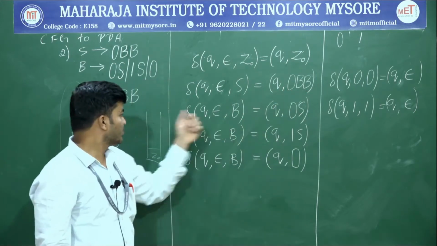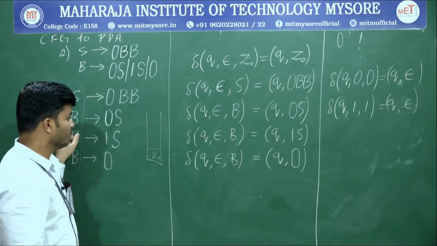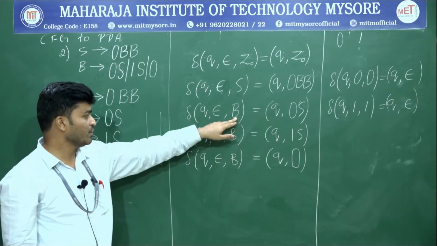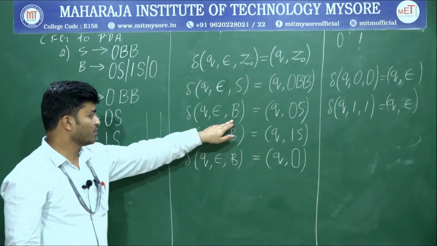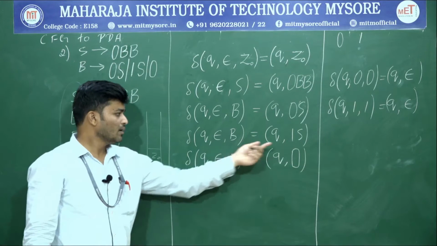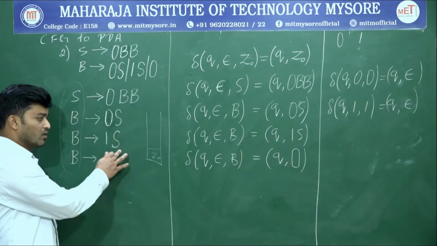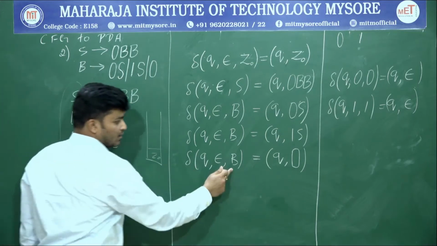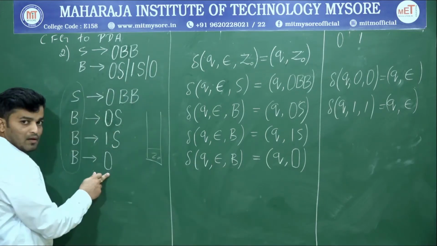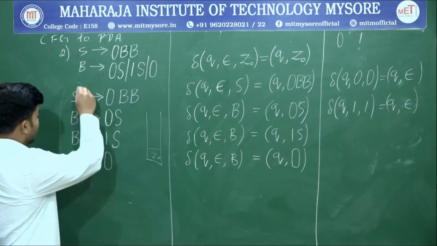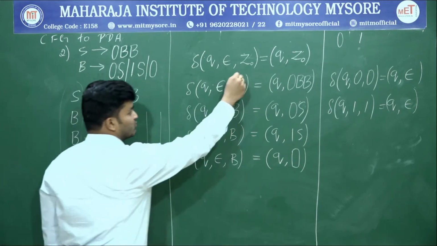Okay. So there is one more variable, that is B. Q, epsilon, because we don't know the input, and B, this B I have written. What's the replacement? 0S. There is one more production with respect to B. Write B and write the right hand side. What's the right hand side? 1S. Again there is one more production. Write B and what's the production? B generating 0. Write 0 over here. So whatever is present on this side, write that over here.